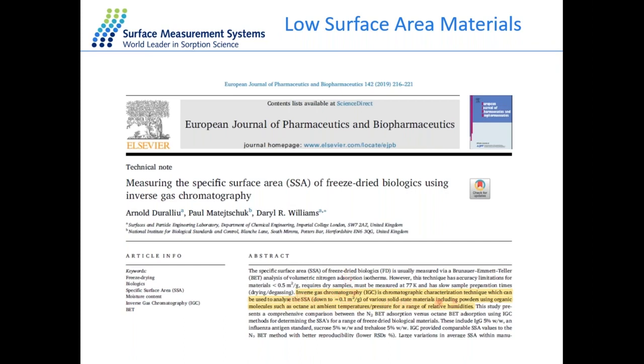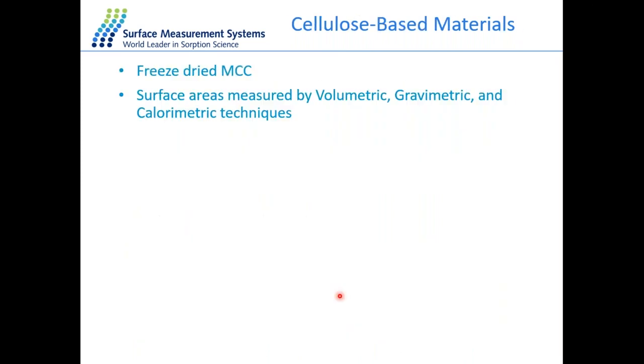But we can see that this was used to analyze the surface area down to 0.1 meters squared per gram of various biological freeze-dried materials. So it has the ability to measure very low surface areas. So moving on to some materials that may be difficult or challenging or have some limitations in volumetric techniques. The rest of the presentation will go through some of those applications.